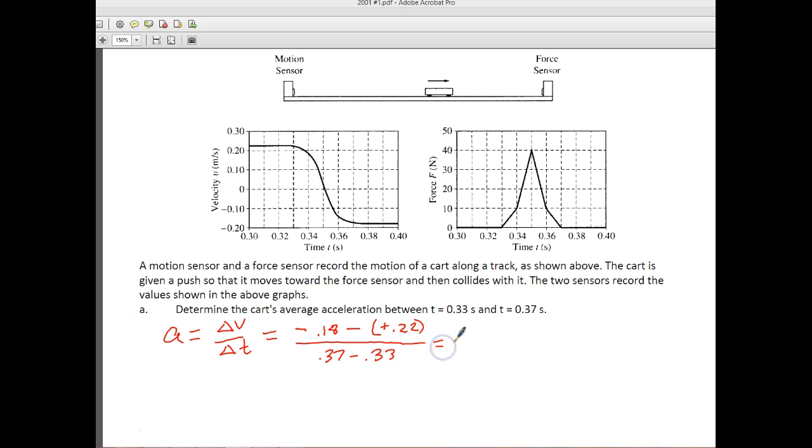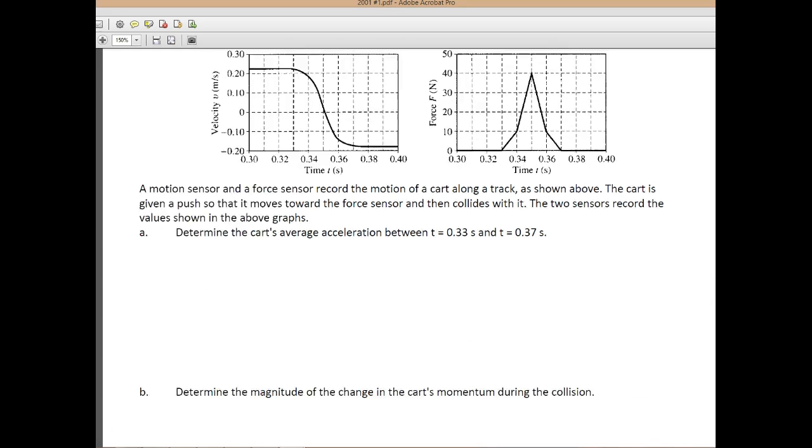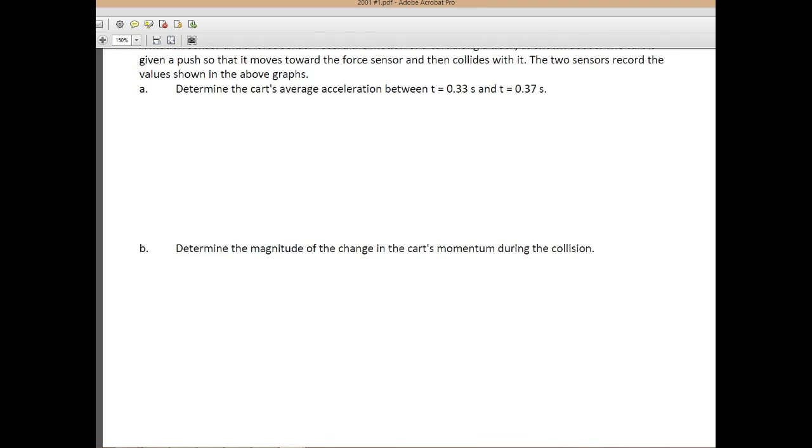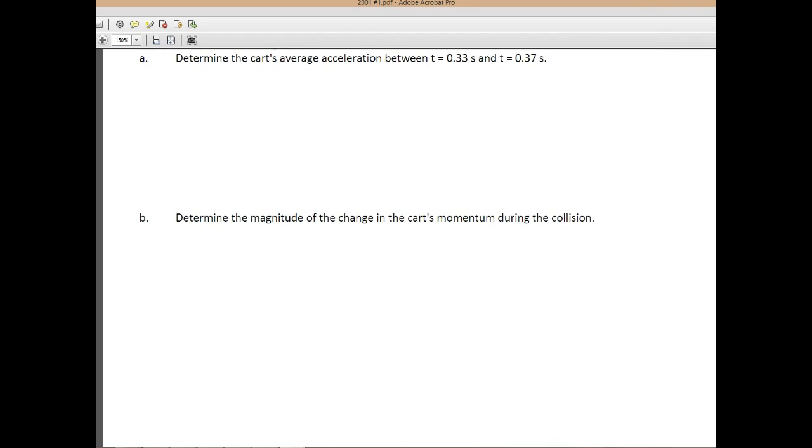Change in time for this one is the 0.37 minus the 0.33. And when you solve for that, you get something very close to gravity, which is negative 10 meters per second squared. And that is the easiest part to do. That's worth 2 points, 1 point for coming up with it, 1 point for plugging everything in and getting the correct answer.